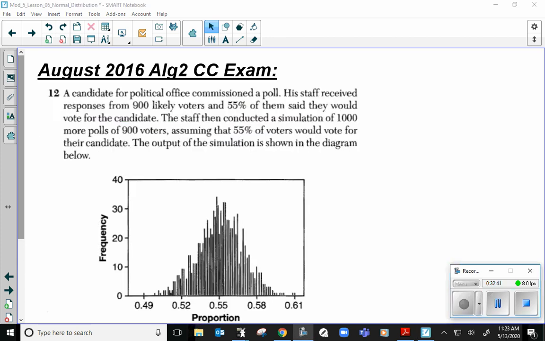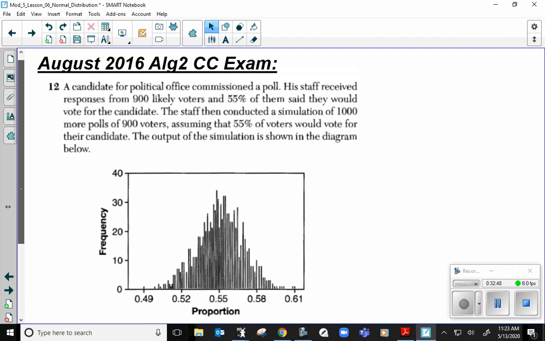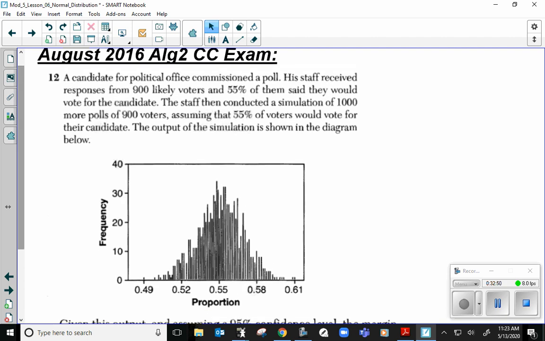Again, off the August 2016 Algebra 2 exam. Number 12, so we have some choices here. A candidate for political office commissioned a poll. This is appropriate because we have a presidential election coming up in 2020. His staff received responses from 900 likely voters, and 55% of them said they would vote for the candidate. The staff then conducted a simulation of 1,000 more polls. In each one of those 1,000 polls, they simulated 900 voters, assuming that 55% of the voters would vote for their candidate. The output of the simulation is shown in the diagram below.